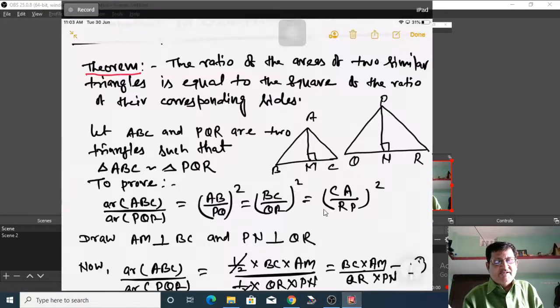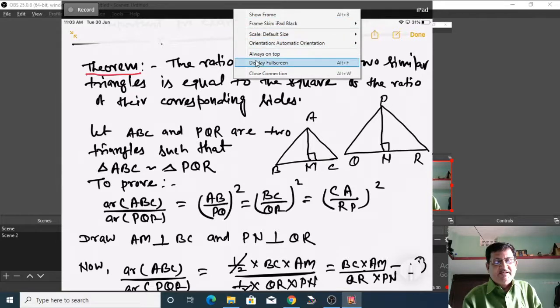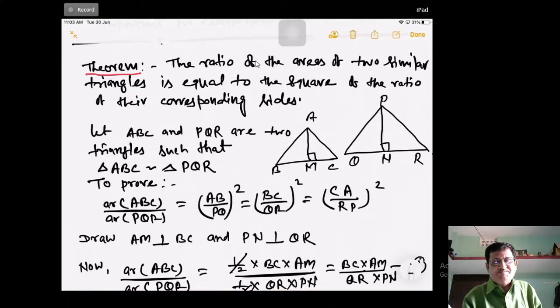Good morning, student. Today's theorem: the ratio of the areas of two similar triangles is equal to the square of the ratio of their corresponding sides. This theorem is very important for the exam. How to prove this theorem?